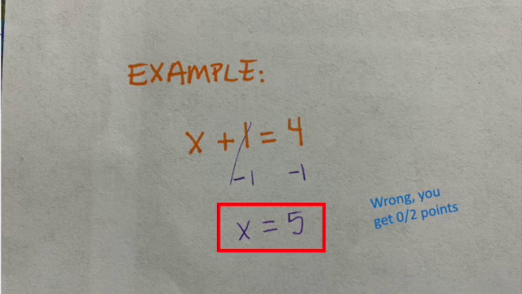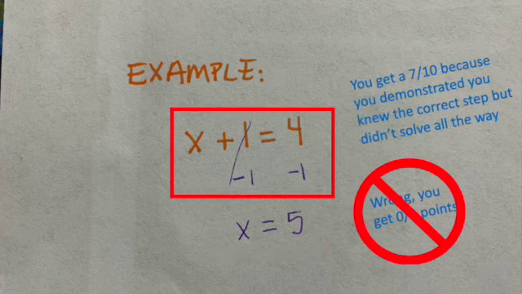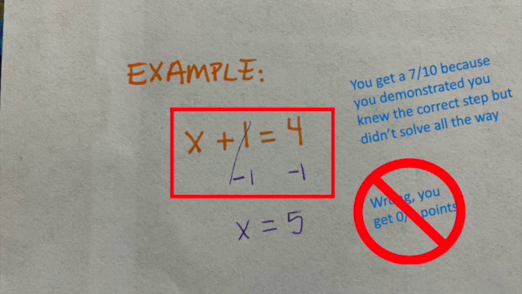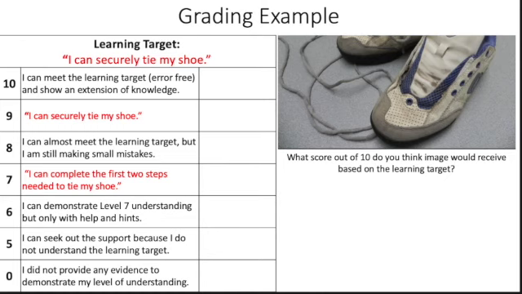So instead of counting an answer that you give completely wrong because you didn't get the final answer 100% right, we look at your work and the process that you participated in to identify what information you provide to assess what level of understanding you are truly showing. So here our learning target is I can securely tie my shoe. When you are wearing shoes, the goal would be to have them tied securely so that you can walk around safely. That is what we consider to be a proficient or a level 9.